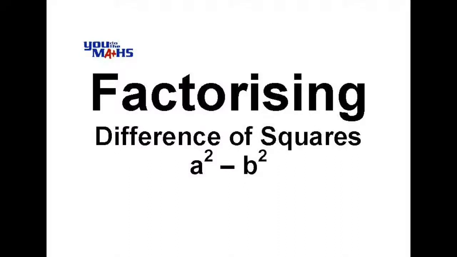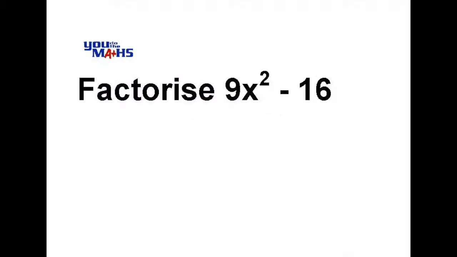Here we're looking at a factorisation method called difference of squares, or sometimes called a difference of perfect squares. If you look at this expression 9x squared minus 16, we can see that we've got two parts to it. 9x squared is the square of 3x, and 16 is the square of 4. And we've got a difference, or a subtract sign, between those two terms.